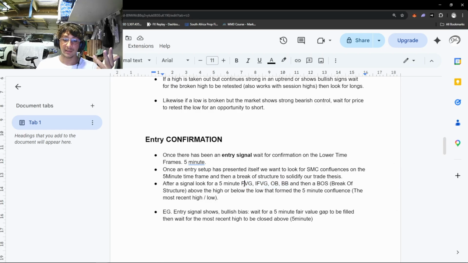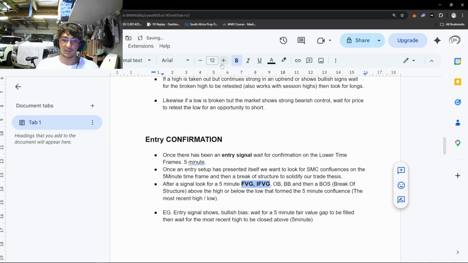I'm not gonna lie, guys, I only use fair value gaps and inverse fair value gaps. I used to have more, like equilibrium, etc. These are my 5-minute confluences. Let's put them in bold. I wonder if you can. Okay, you can't do that. Put them in bold.